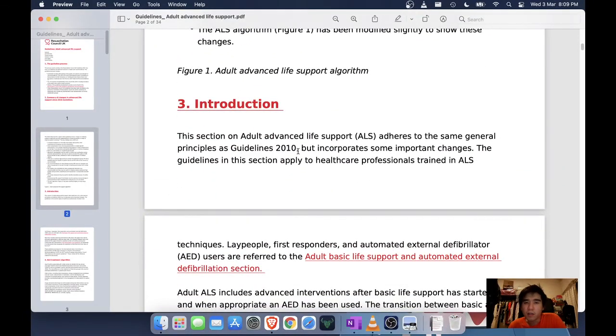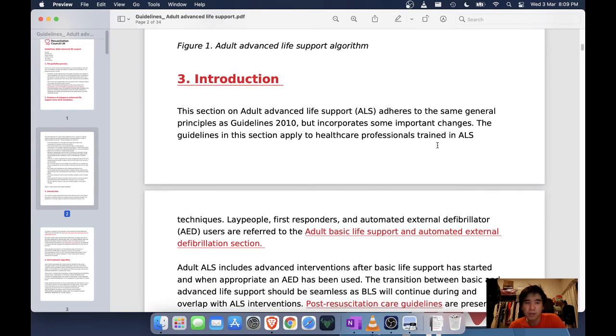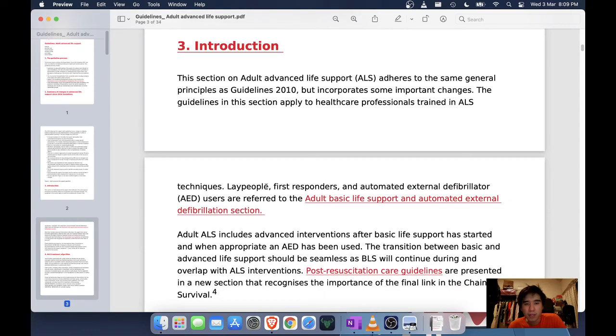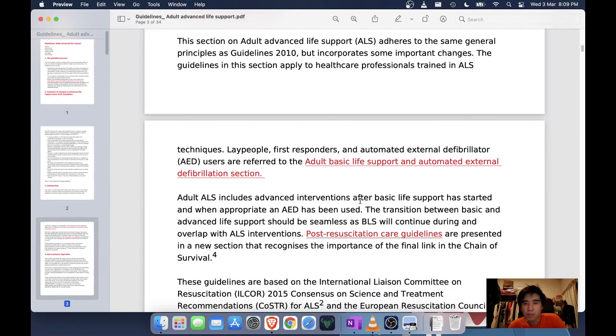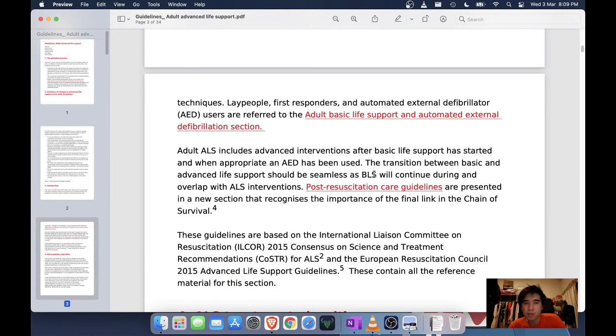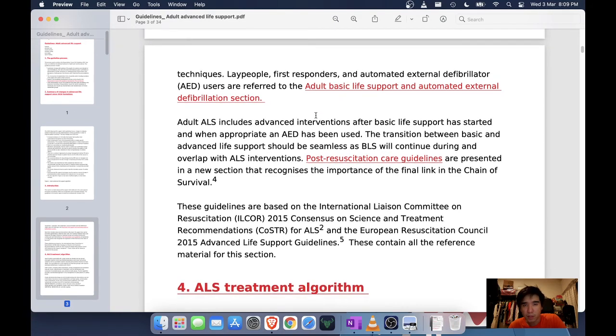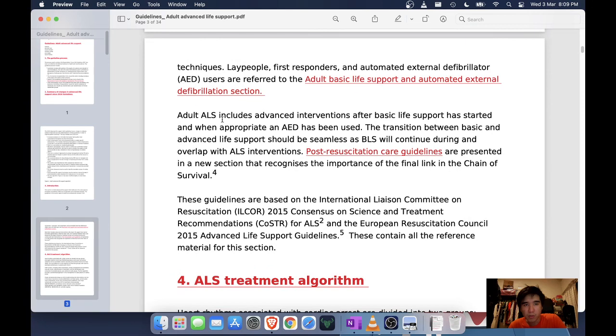This section on adult advanced life support, ALS, adheres to the same general principles as guidelines 2010, but incorporates some important changes. The guidelines in this section apply to the healthcare professionals trained in ALS techniques. Lay people, first responders, and automated external defibrillator, AED, users are referred to the adult basic life support and automated external defibrillation section. So this is advanced life support, not basic.